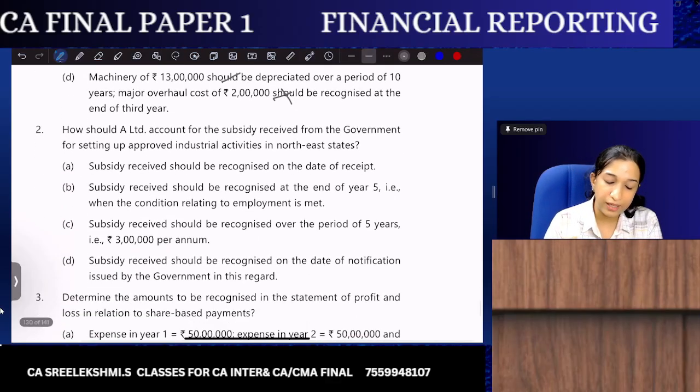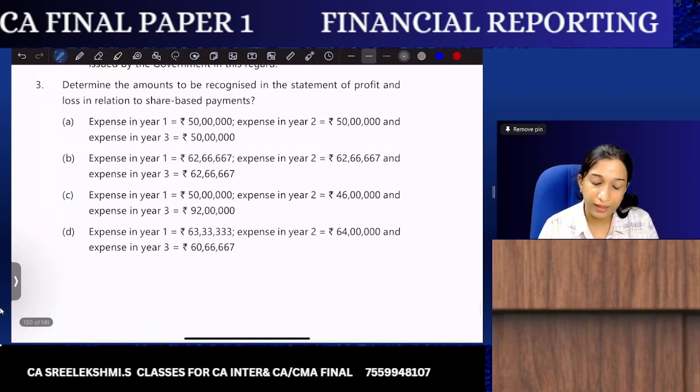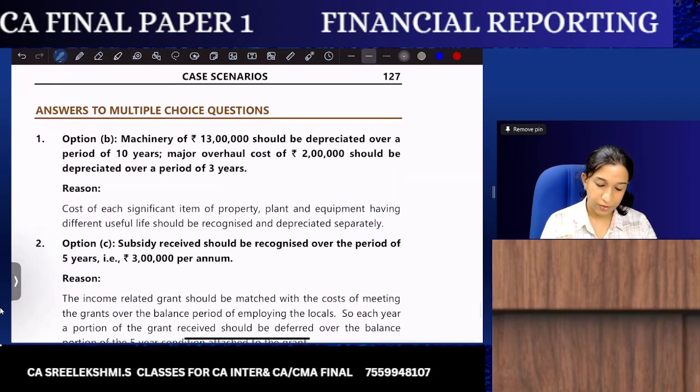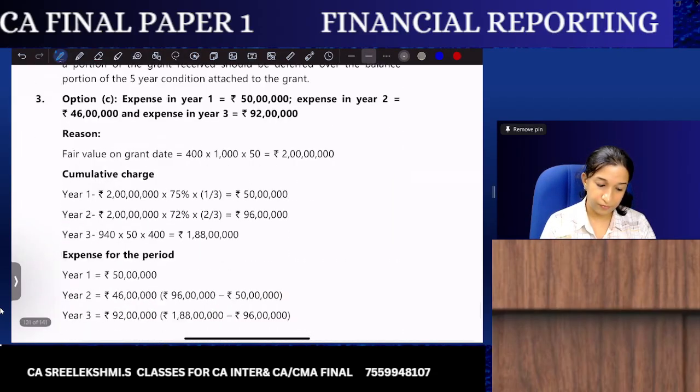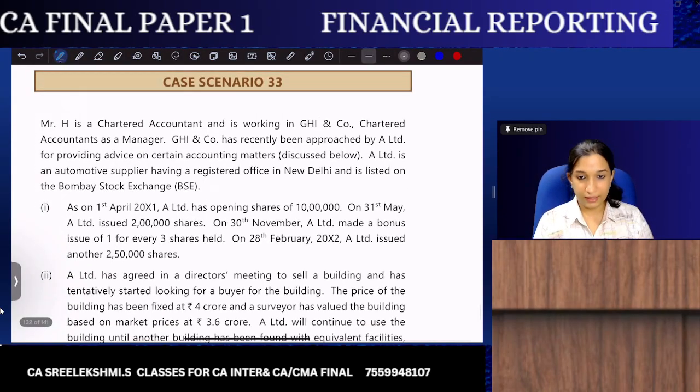How should A Limited account for the subsidy? The subsidy should be recognized over a period of 5 years, 3 lakhs per annum. Determine the amount to be recognized in the statement of P&L. 50 lakhs, 46 lakhs, 92 lakhs. Option C. Option B. Option C.